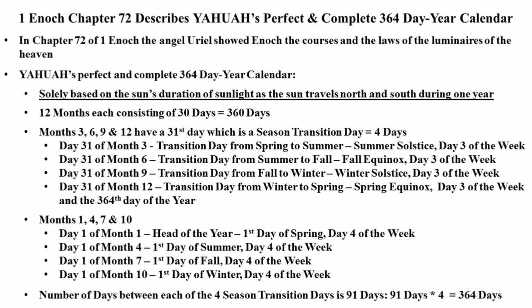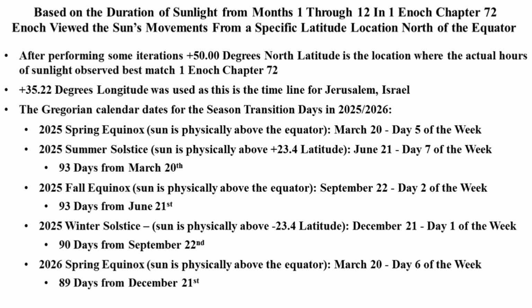The number of days between each of the 4 season transition days is 91 days. 91 days times 4 equals 364 days. Based on the duration of sunlight from months 1 through 12 in 1st Enoch chapter 72, Enoch viewed the sun's movements from a specific latitude location north of the equator. After performing some iterations, plus 50 degrees north latitude is the location where the actual hours of sunlight observed best match 1st Enoch chapter 72. Plus 35.22 degrees longitude was used as this is the longitude for Jerusalem, Israel.